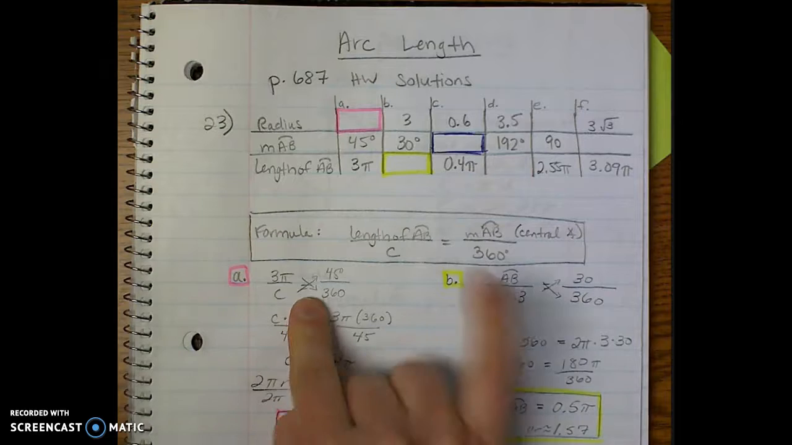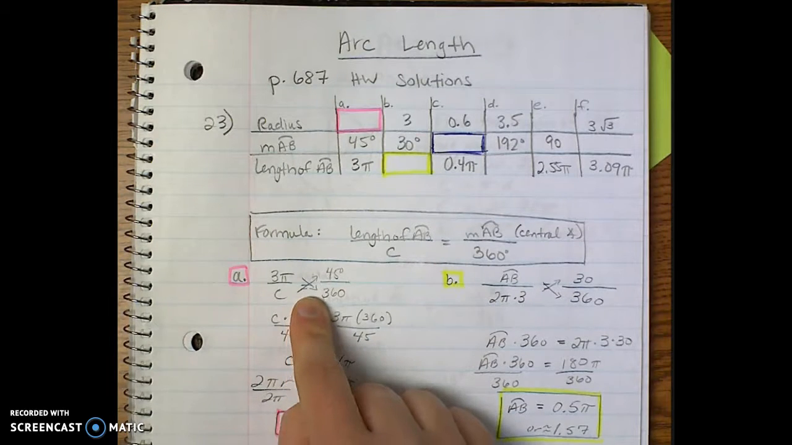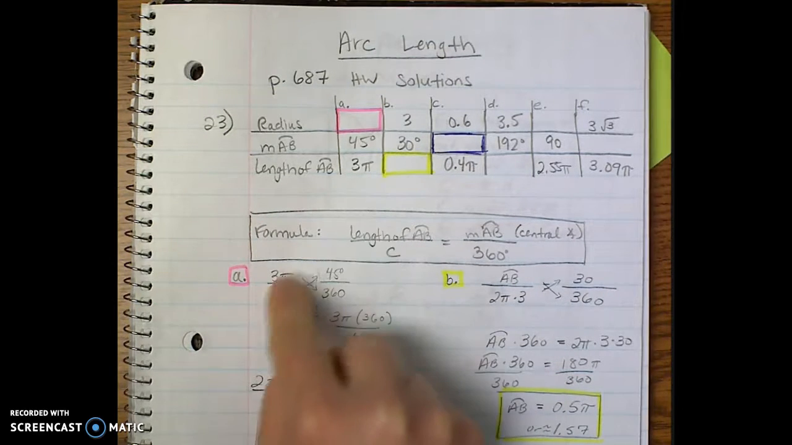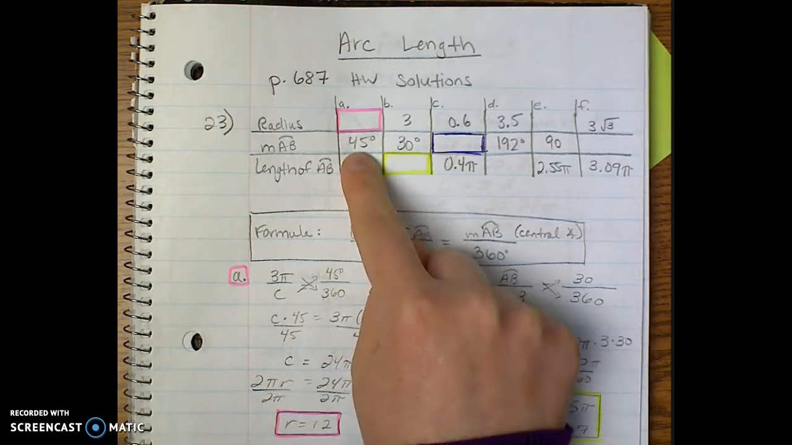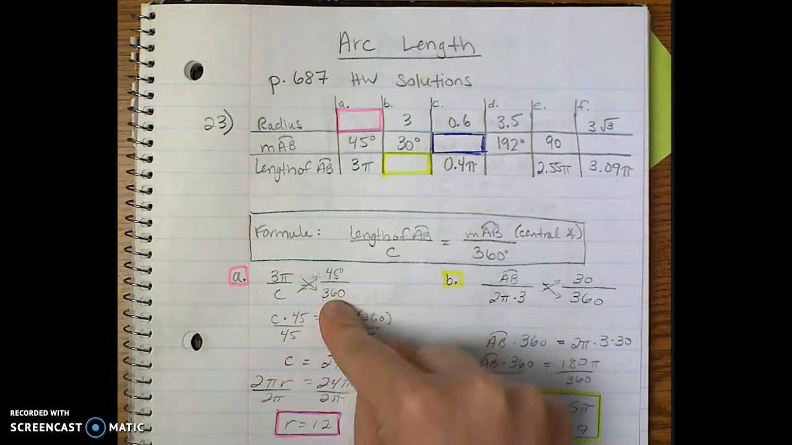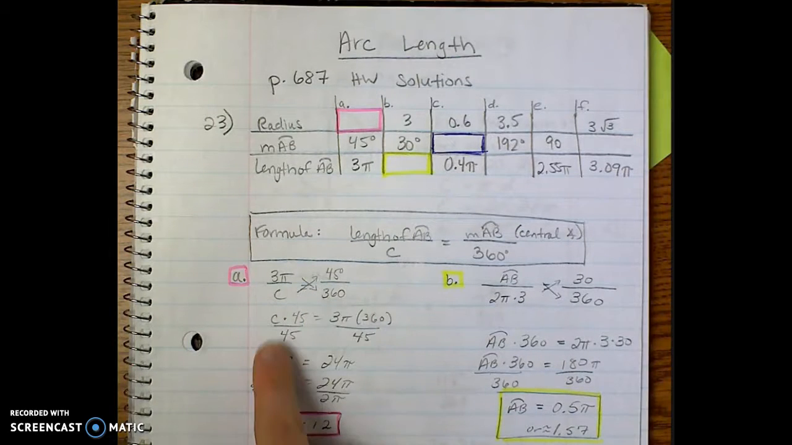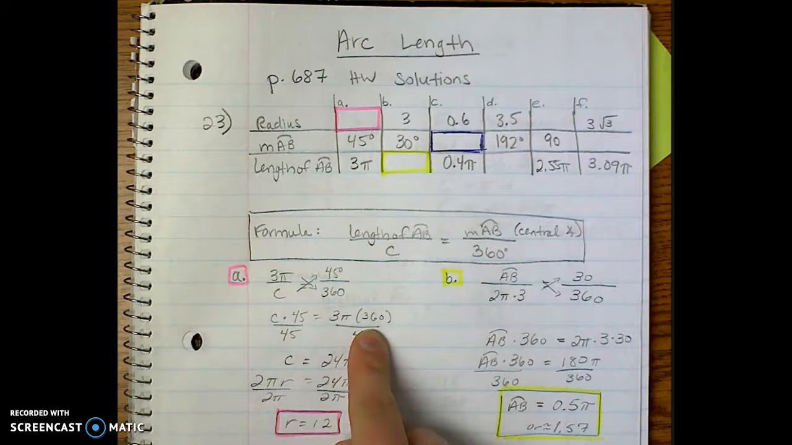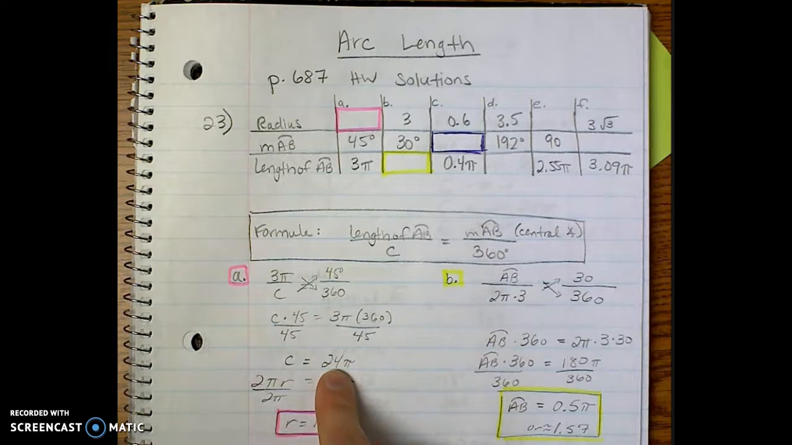So using this formula, I'm going to plug in the information that we know. So we know the arc length is 3 pi. Don't know the circumference, so I just put C. I know the central angle is 45 degrees out of 360. And then I can do my cross products. C times 45 equals 3 pi times 360. Divide out the 45 on both sides to get our circumference.